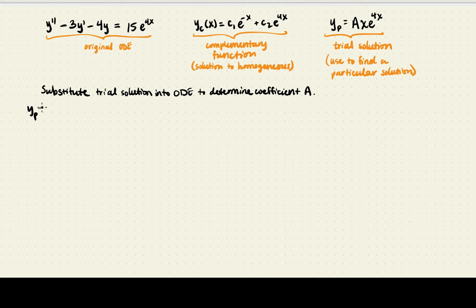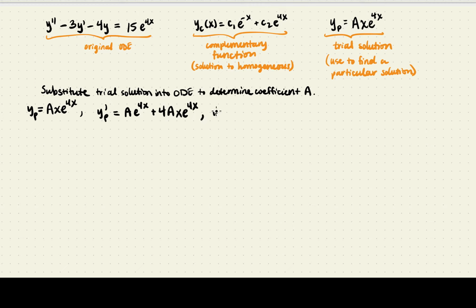So y sub p has the form a x e to the 4x. Let's go ahead and take some derivatives. For the first derivative of this function, we have to do a product rule, remember, because we've got two functions here that are multiplied. They both depend on x. So we do a product rule, we get a e to the 4x plus 4a x e to the 4x.